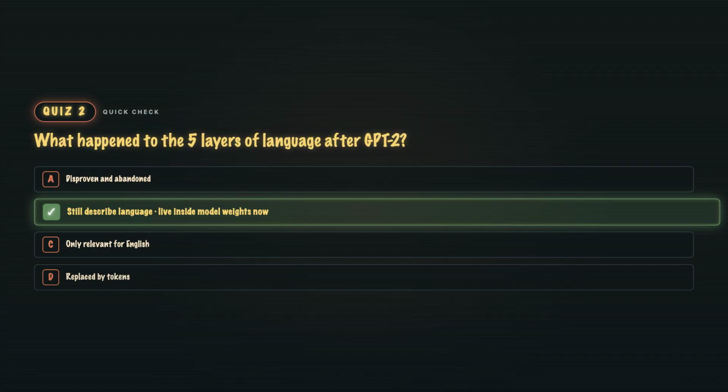B. Layers survive, pipelines die. Modern LLMs don't have a phonology module or a morphology module. But phonology and morphology still describe real facts about language. When the model makes mistakes, it makes them along those same layer boundaries. Theory 1. Pipeline lost.